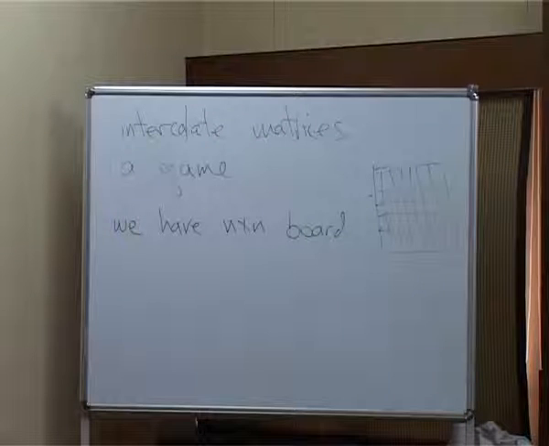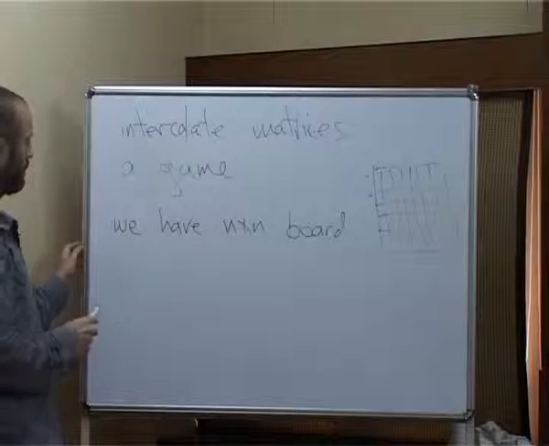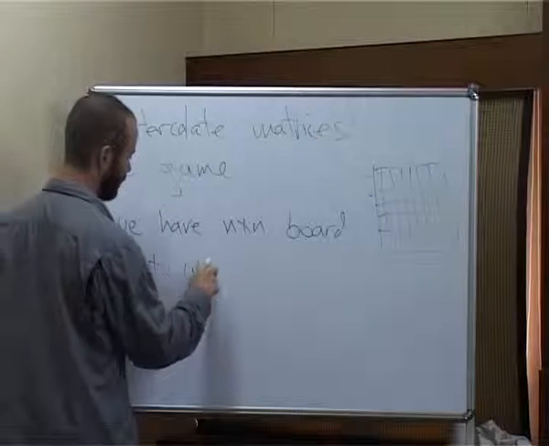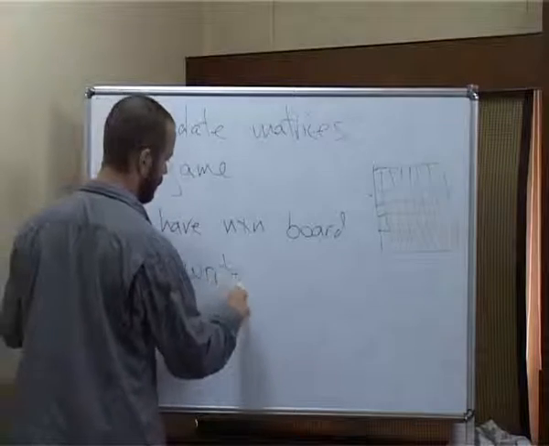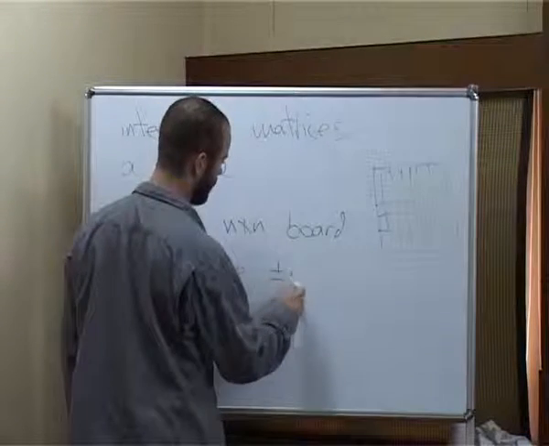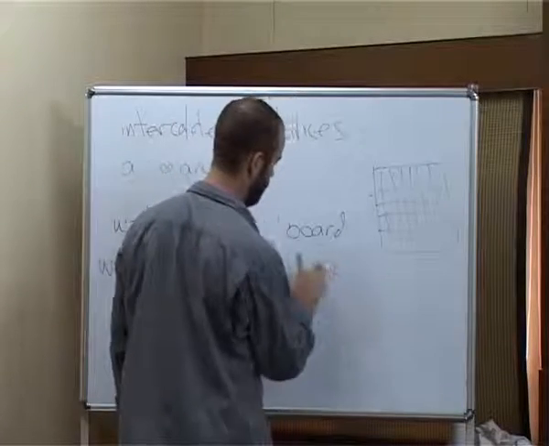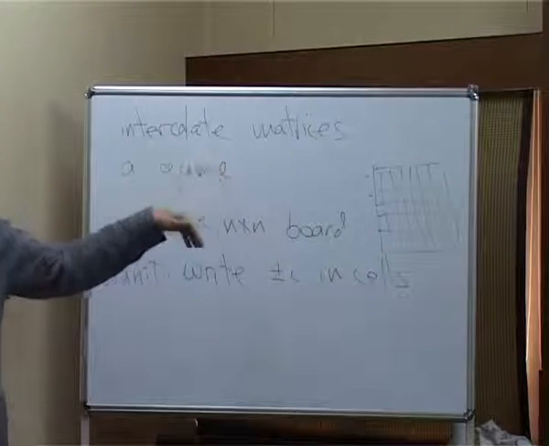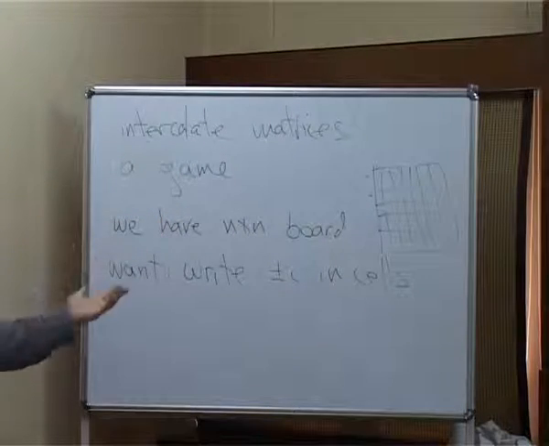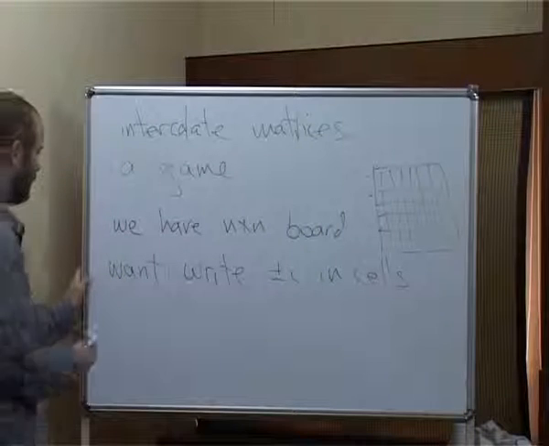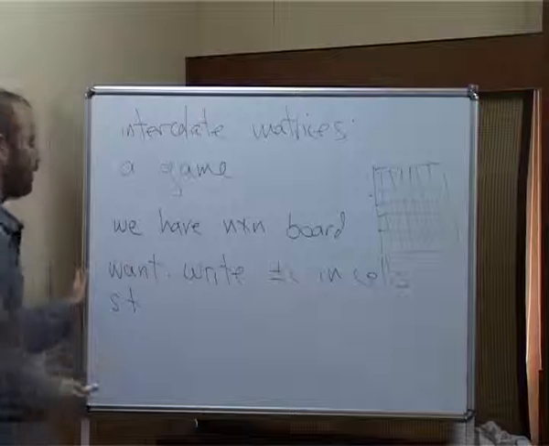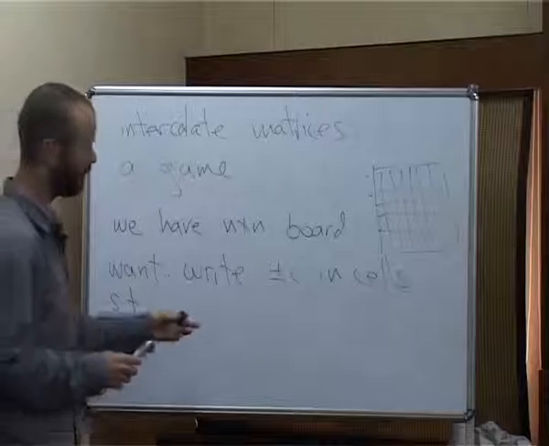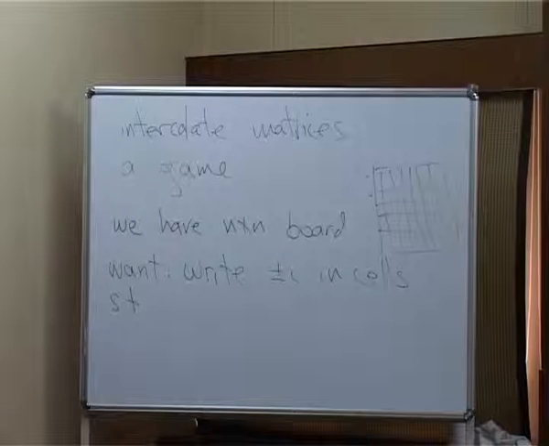Chessboard. No colors on the edge. And we want to write plus or minus i in cells. So in every cell we are allowed to write plus or minus i, where i is some number such that we have to satisfy some constraints. i is an integer, or some symbol. It's not so important.